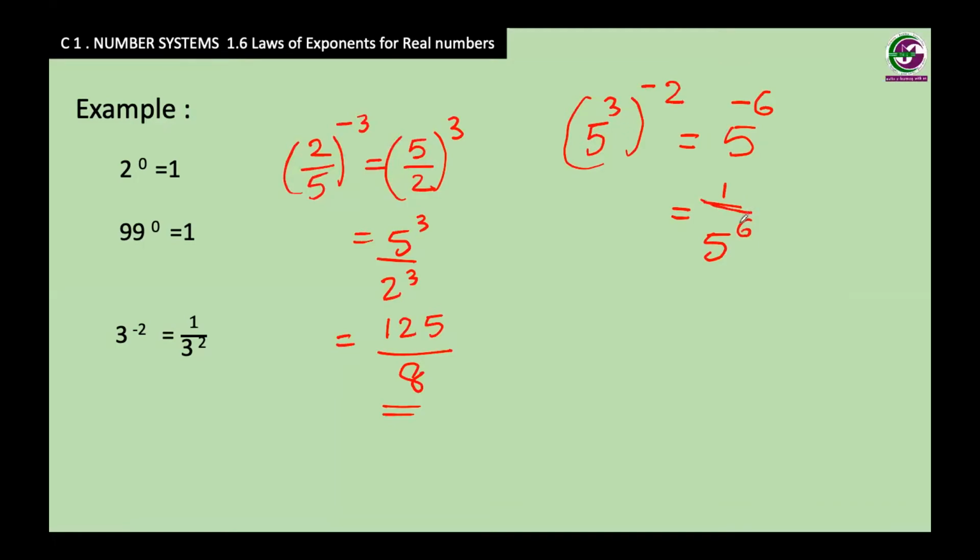Okay. Now, one more example. 7 power negative 3 times 9 power negative 3. Both of them have the same power, but the bases are different. If the bases are different, you have to take them together by multiplication. So it is 63 power negative 3. And we can rewrite or remove this negative by taking the reciprocal: 63 power 3.